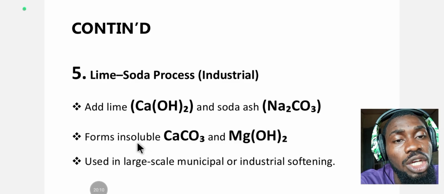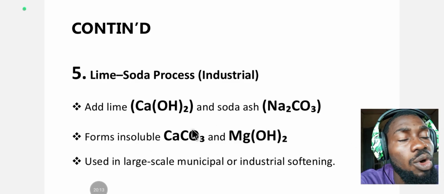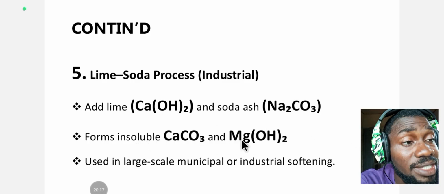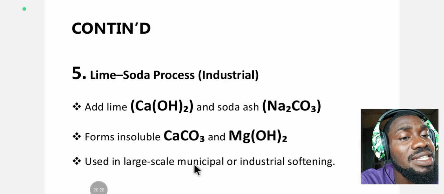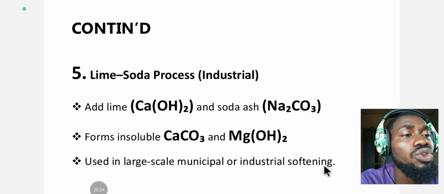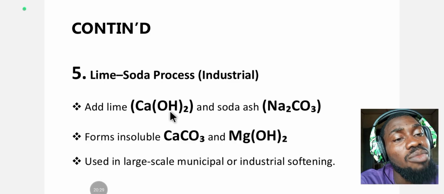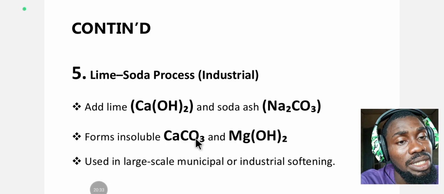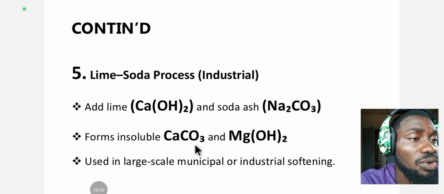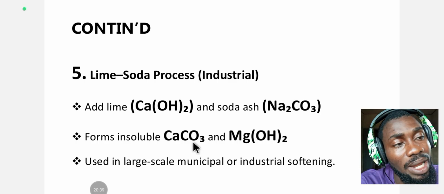So what do you do immediately? You just filter them off from the water, so you get a soft water. Used in large-scale municipal or industrial softening. So this lime soda process is used in large-scale municipal supply. You know what a municipal process is? A municipal scale is majorly for the cities, supplying of big cities.